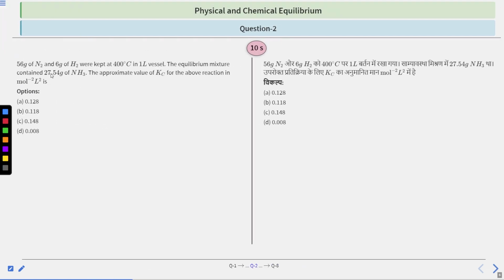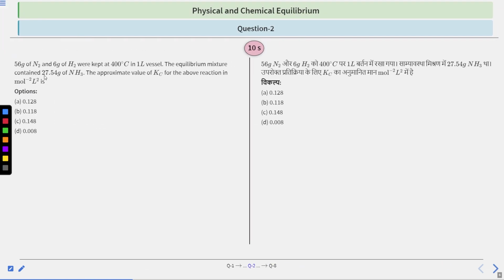Okay, let's move to question number 2. 56 gram of nitrogen and 6 gram of hydrogen were kept at 400 degrees Celsius in a 1 liter vessel. The equilibrium mixture contained 27.54 gram of NH3. The approximate value of Kc for the above reaction in liters square per mole square is? Options are 0.128, 0.118, 0.148 or 0.008. So we have to find the value of Kc.